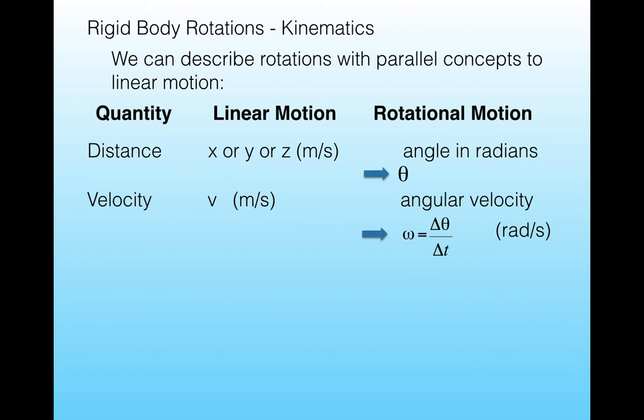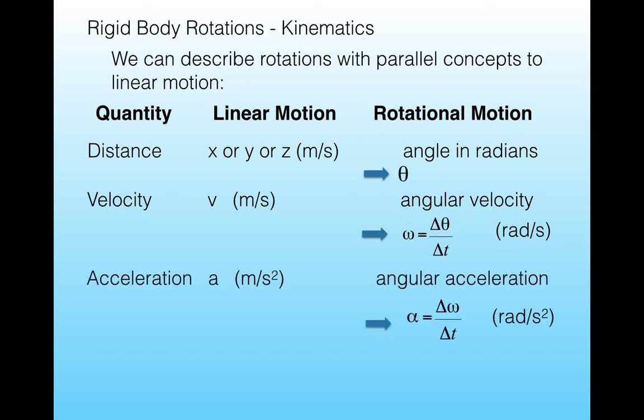For velocity, which in the linear case we have meters per second, instead we now have an angular velocity, which is radians per second. Omega is the term that we use for that. It's denoted as the change in angle over the change in time. And for acceleration, again, we have an angular acceleration. Again, this is the change in angular velocity with respect to time, and the units are radians per second squared. The units for angular velocity are just radians per second.